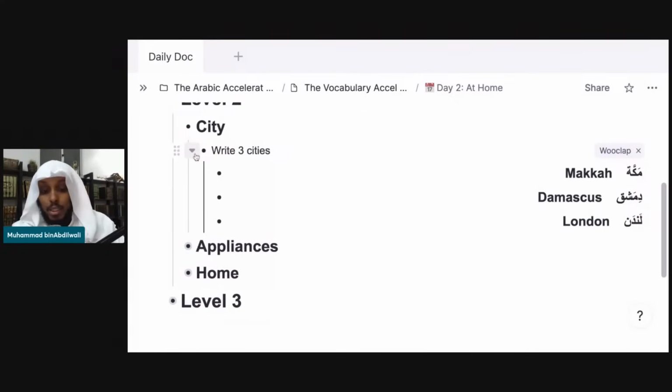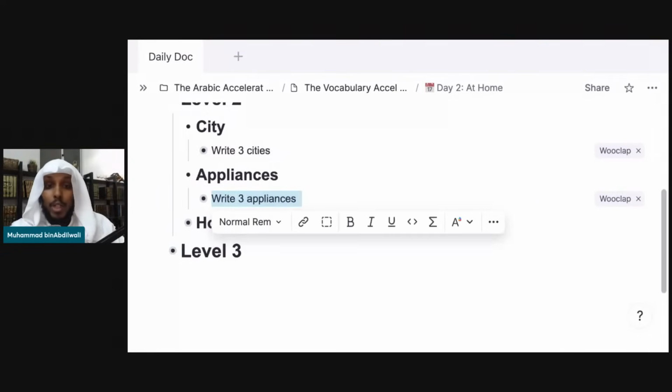Before I give you the list of appliances, I want you to write me three appliances. Three things. Look around in the room you're in right now and find three things that you can write in Arabic. Okay? Bismillah. Right, three things you can find in your room that you can write in Arabic.